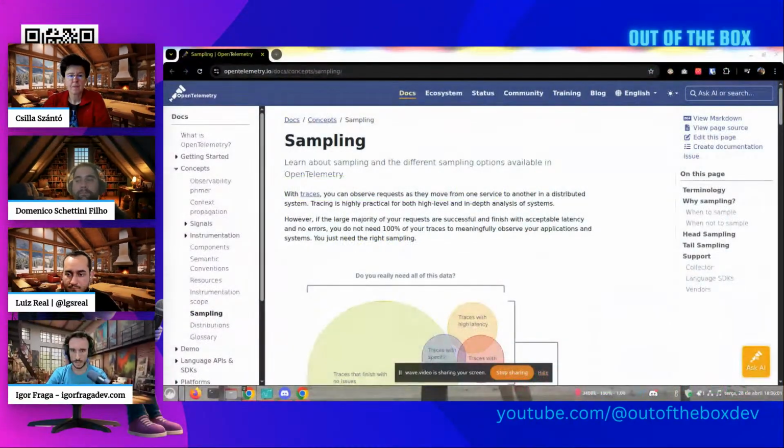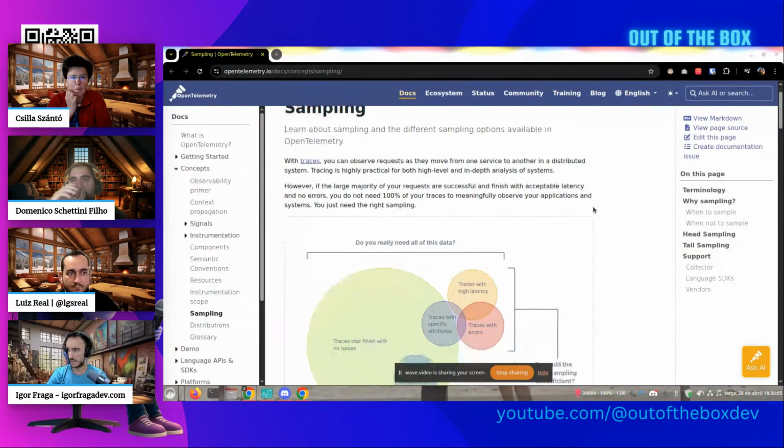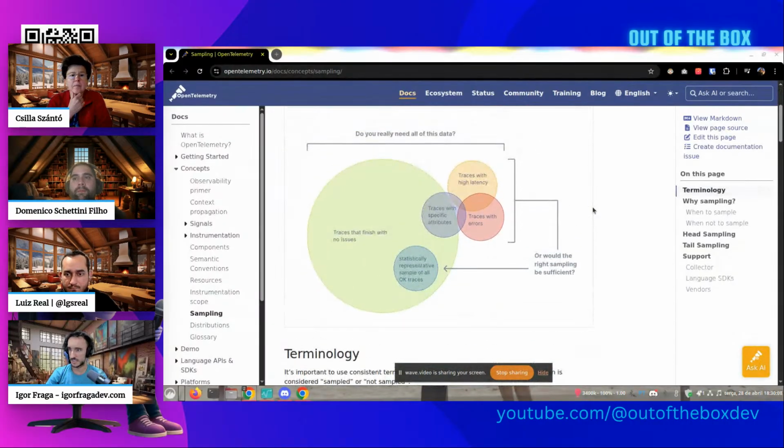Yeah, that's the magic of OpenTelemetry, right? Because you have this flexibility. And I would even like to share real quick with you guys an image from the documentation itself. This image represents exactly what we are talking about here. Do you really need all of this data? So that's the magic of sampling, right?